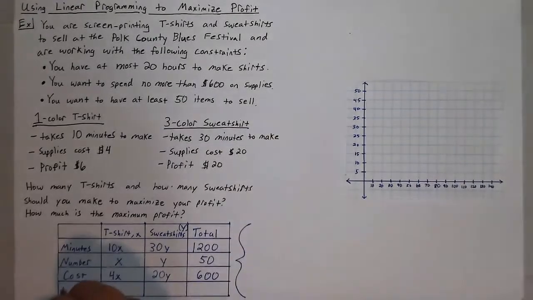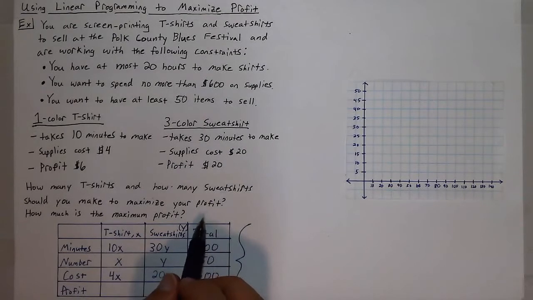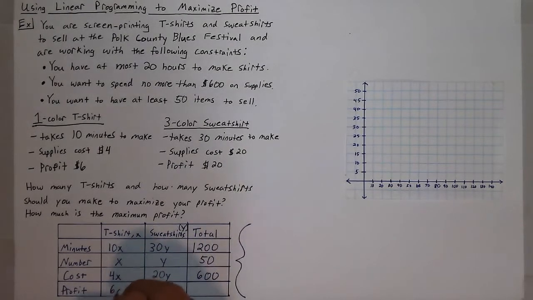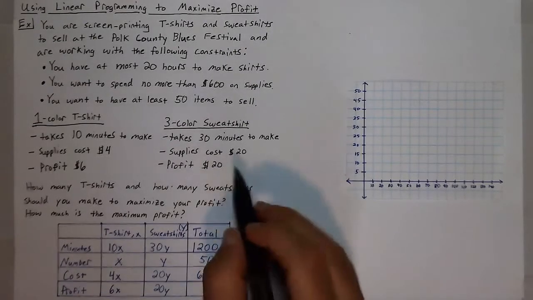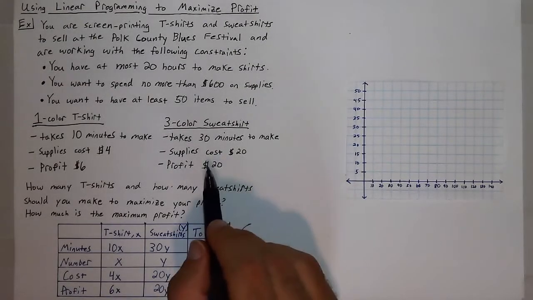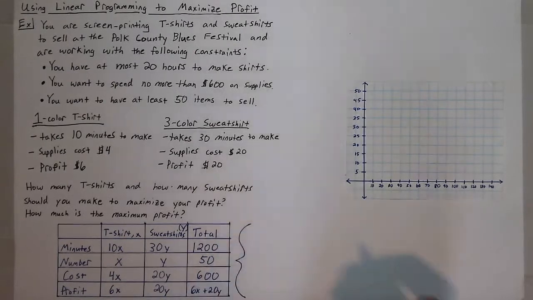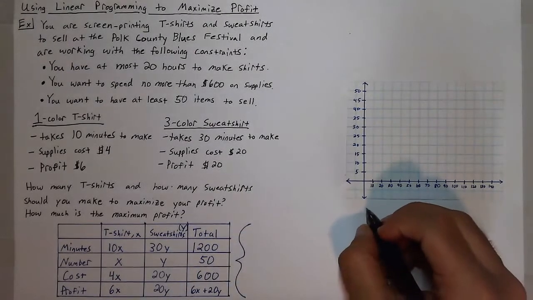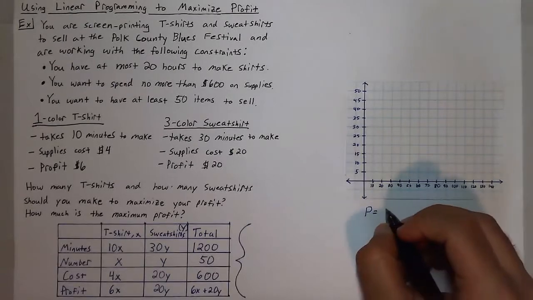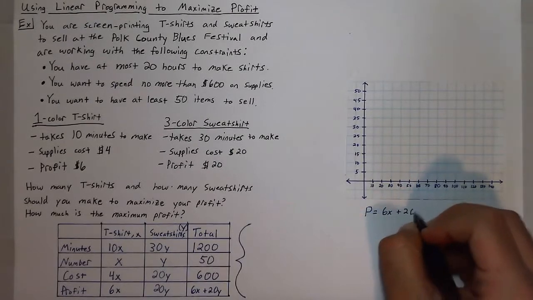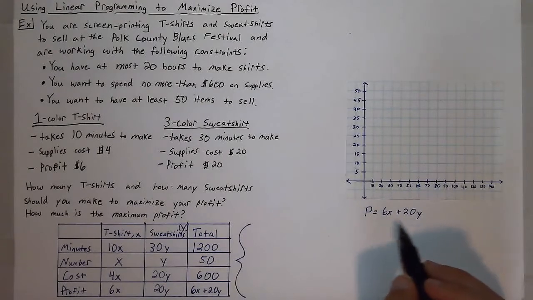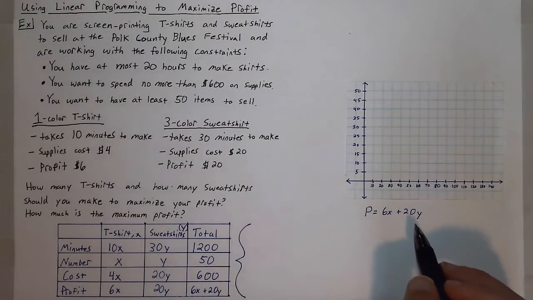And lastly, let's talk about the profit, since this is what we want to maximize, as it says, maximize your profit. We're making money at $6 per t-shirt, $20 per sweatshirt, and we don't have a constraint for the maximum amount of profit, but we just want to find out what that is. So our total is just going to be 6x plus 20y. And that makes up our objective function, which I'm going to write over here. P, profit, is equal to 6x plus 20y. That is what we're going to try to optimize, meaning find the maximum of.